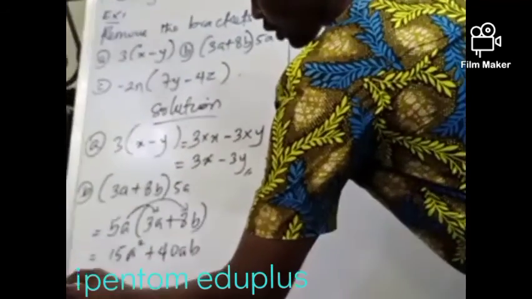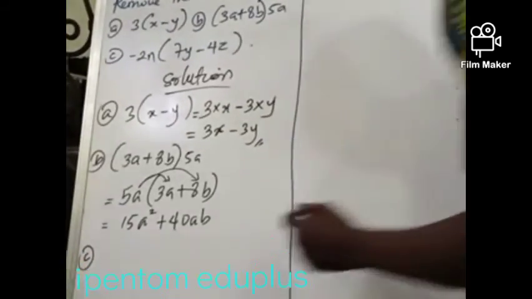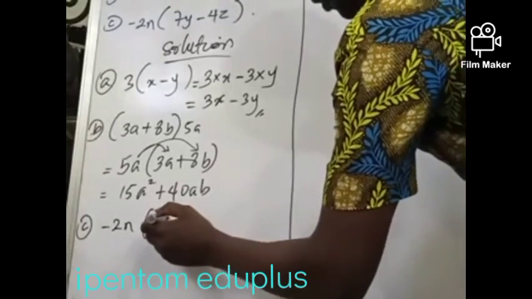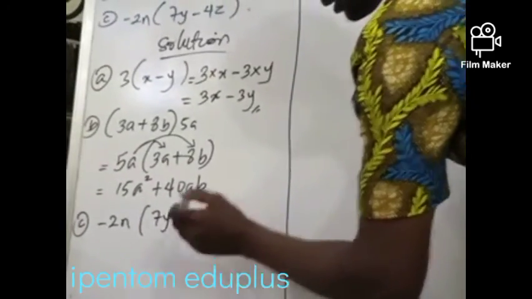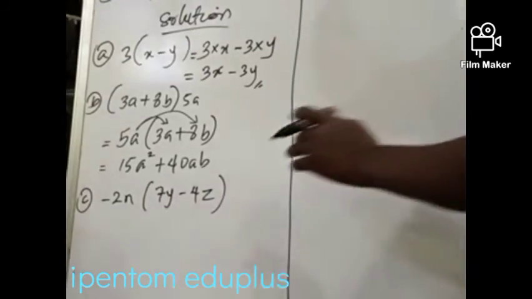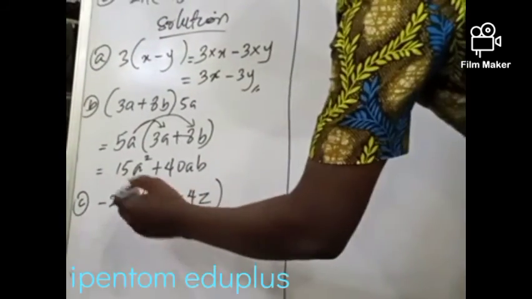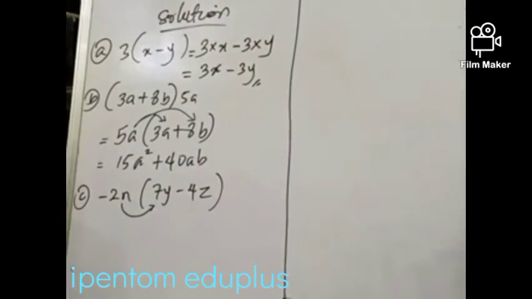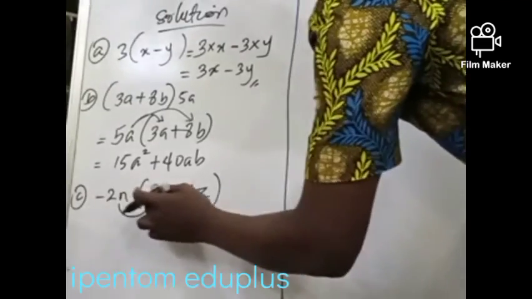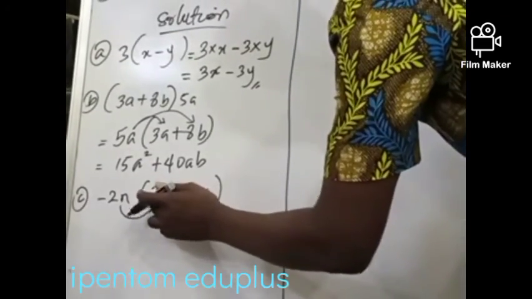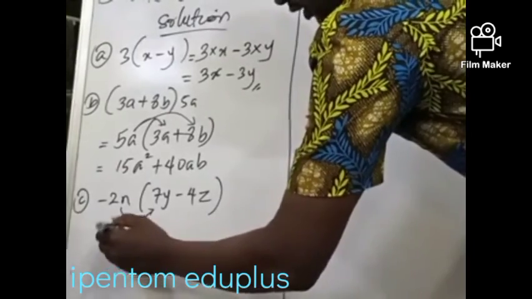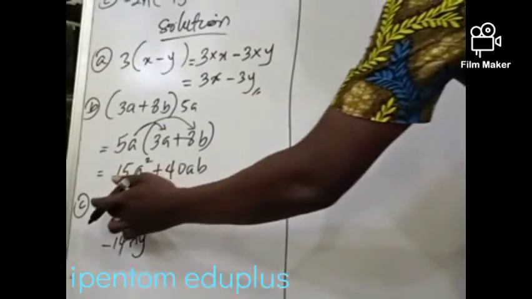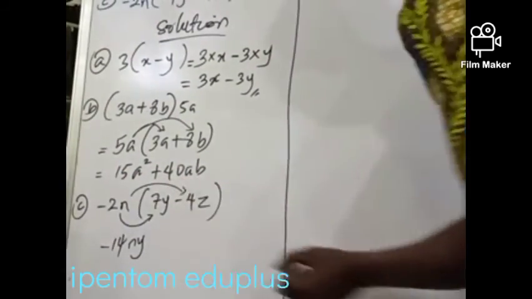So the third one, what if you have a negative number or a negative term? For example, we are using minus 2n to multiply 7y minus 4z. In this case, it's still the same method. Use minus 2 to multiply 7y, so that minus 2 times 7, minus 2 is negative, 7 is positive, the result will be negative 14. Then n times y will give me ny.